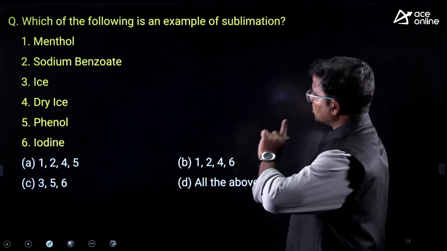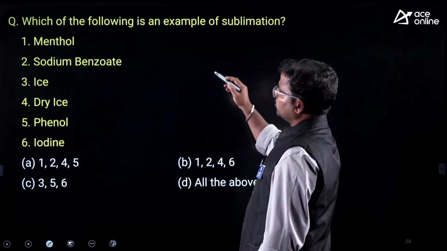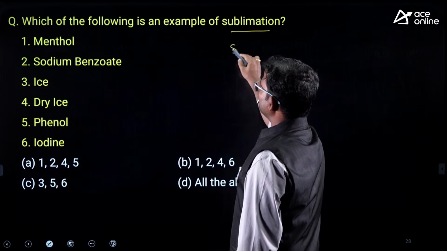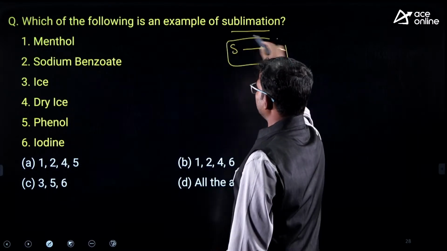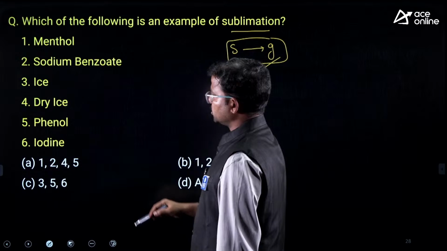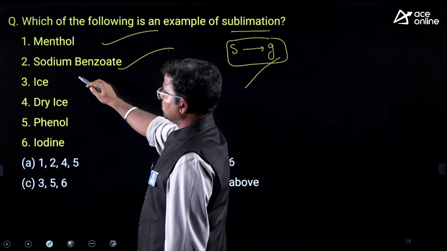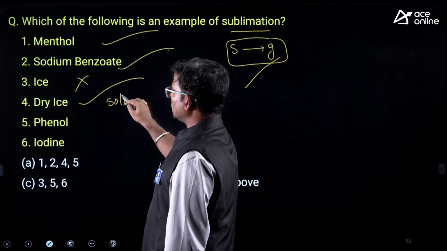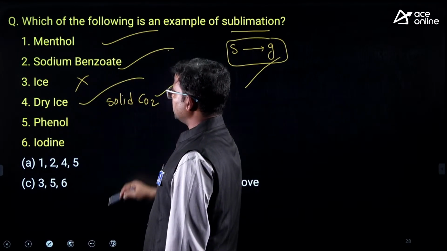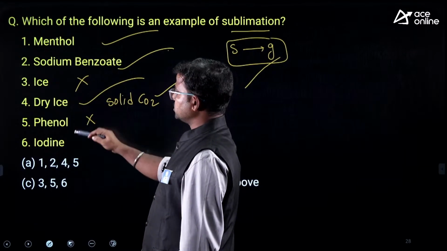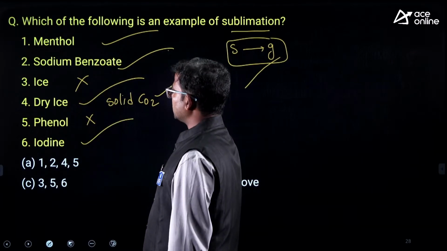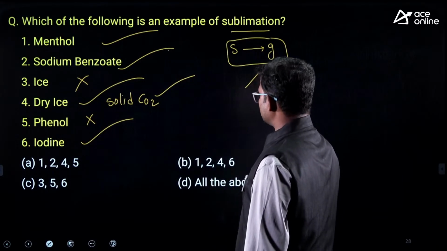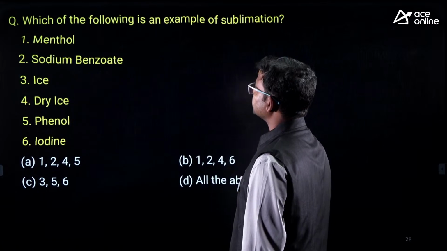Next, which of the following chemical compounds exhibit sublimation? Menthol, sodium benzoate, ice, phenol, iodine. Sublimation means a solid directly converts to gas without formation of liquid. This process is called sublimation. Menthol and sodium benzoate do. Ice does not exhibit this phenomenon, but dry ice, meaning solid carbon dioxide, can exhibit the sublimation process. Phenol is also not possible. Iodine can also exhibit sublimation. So 1, 2, 4, 6. Option B is the right answer.